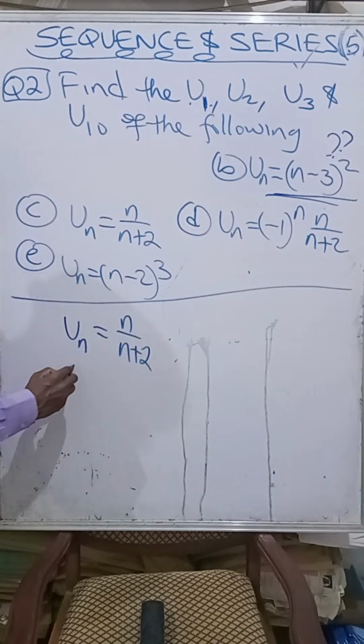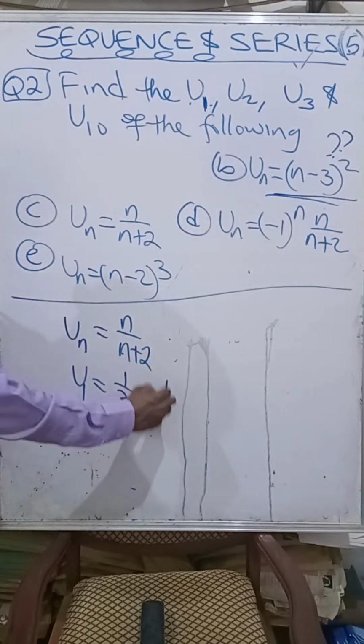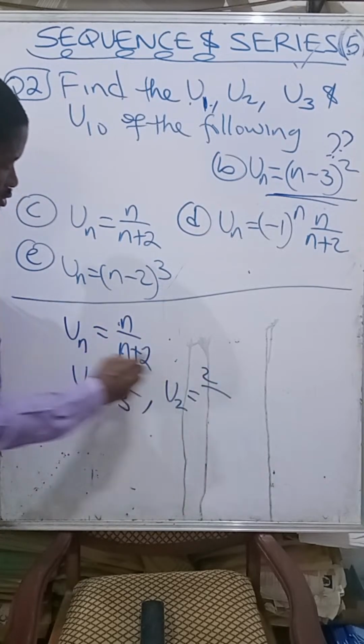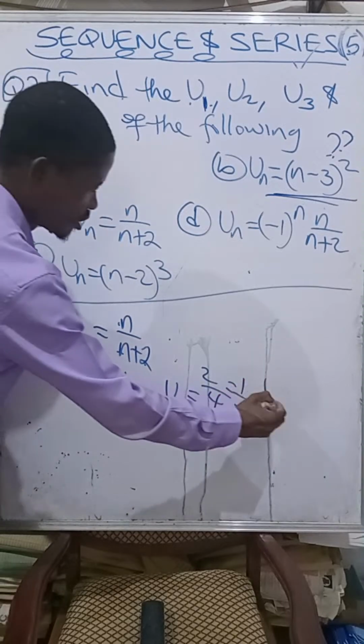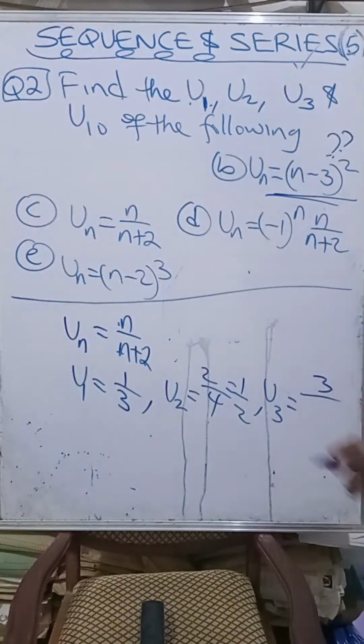So we're going to do u1, which is n is 1. So that's 1 over 1 plus 2. u2, so that will be 2 over 2 plus 2. That's 1 over 2. u3, that's n is 3. Do that, that's 3 over 3 plus 2, that's 5.